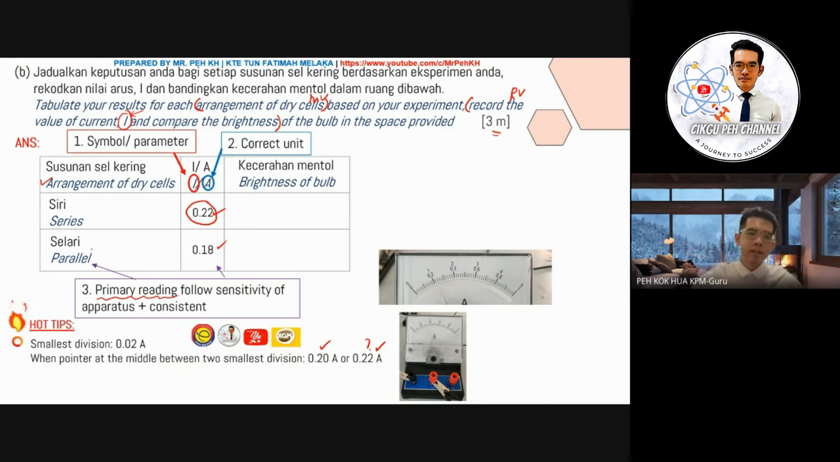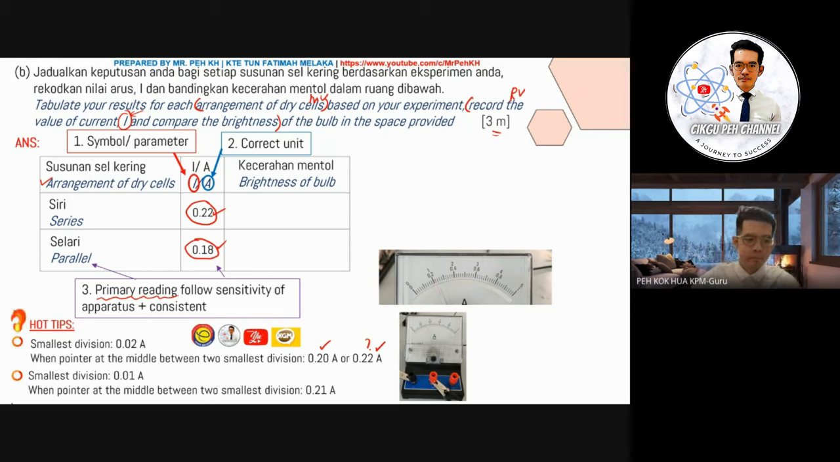You can see the reading for parallel, I actually get 0.18. So the 0.22 or 0.220 here will always be greater than the reading of the parallel, which is the logical answer for our experiment here, where we already know that the arrangement of the dry cells in series will give a higher reading of the current. Here you may also assume that the smallest division is 0.01.